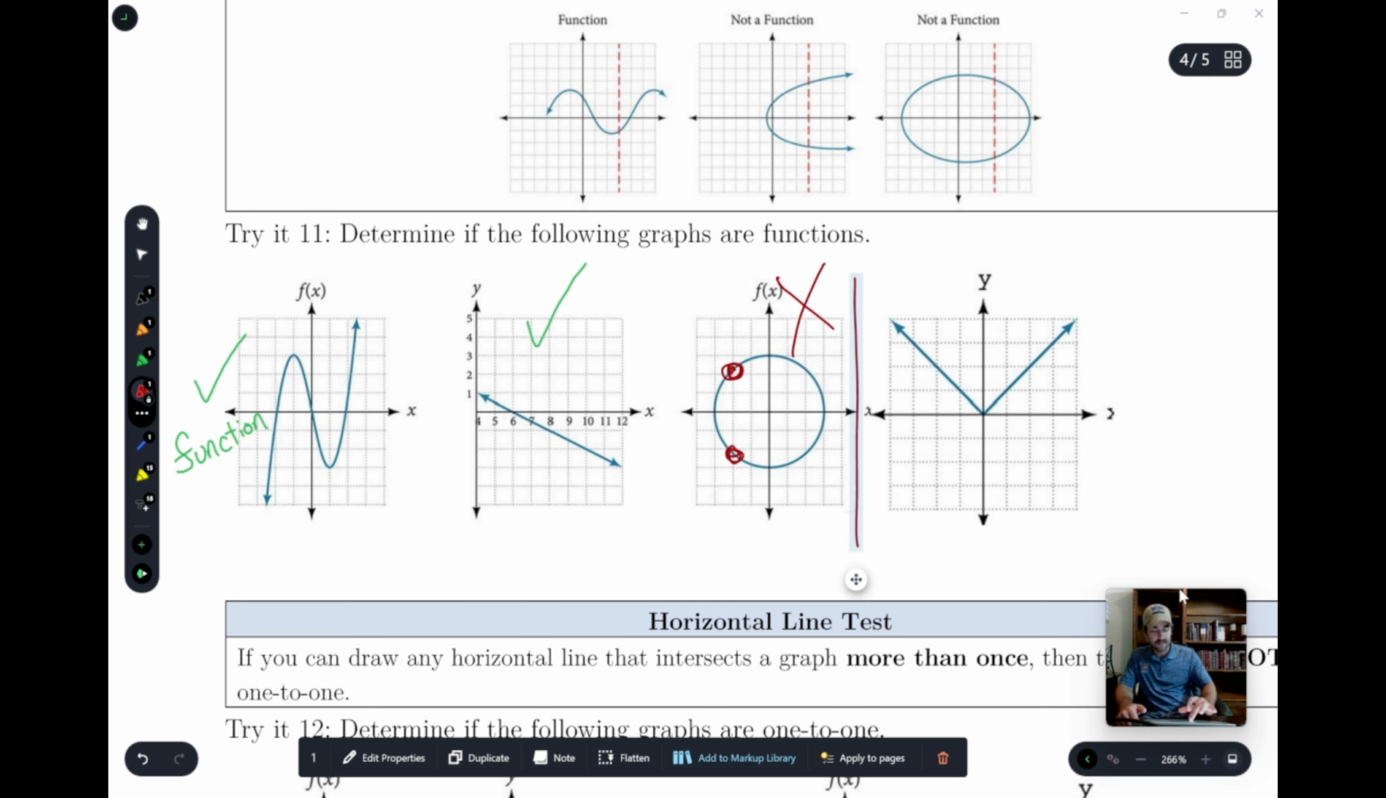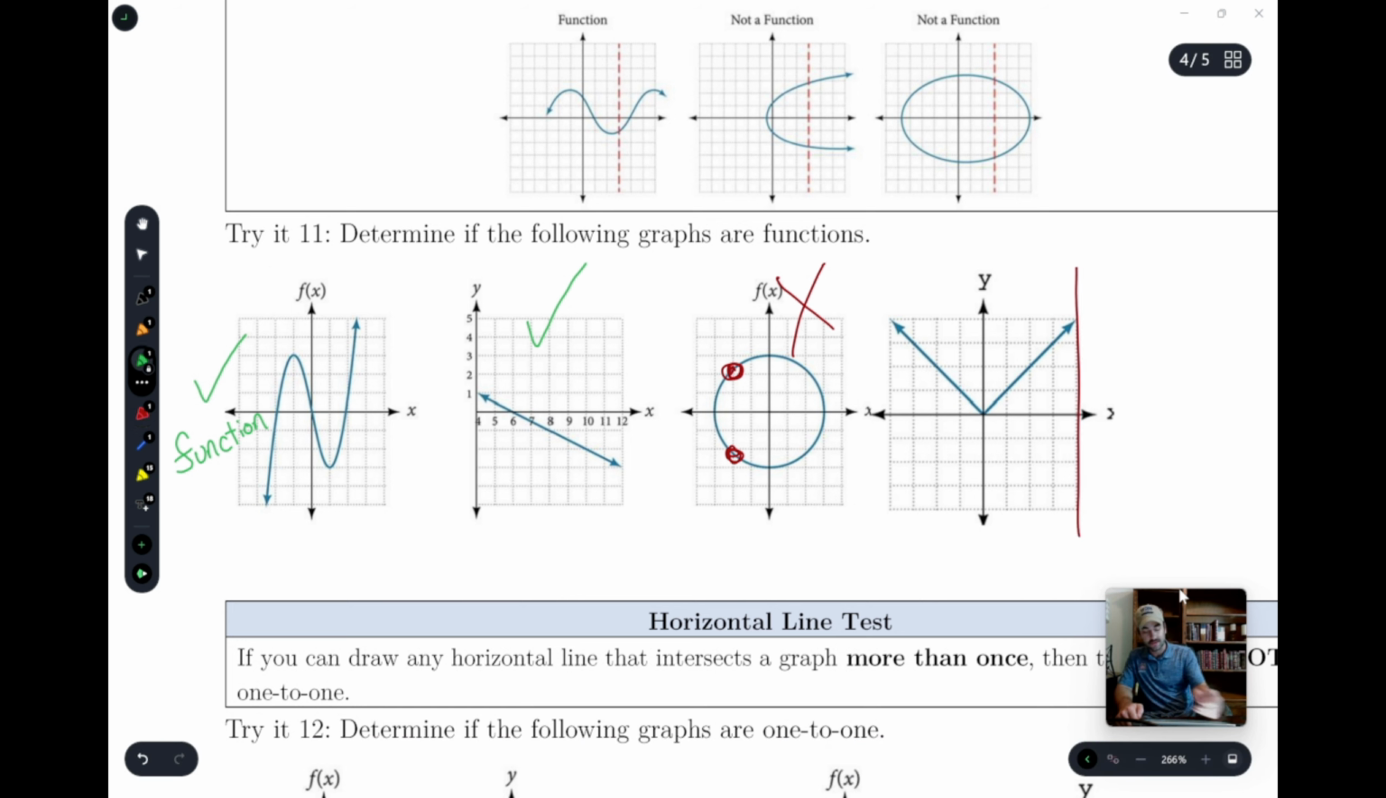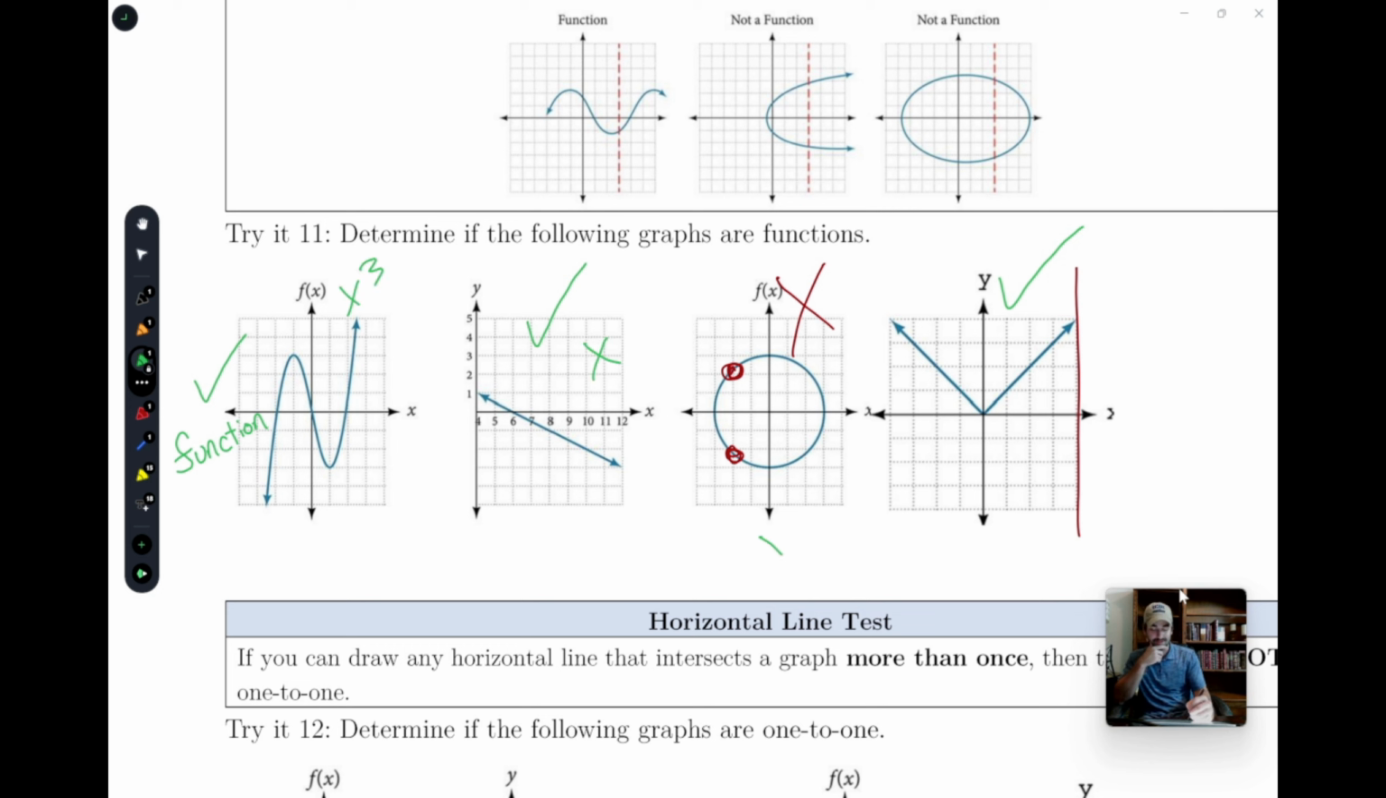Last but not least, does it ever hit that blue line twice at the same time? It does not, so it's a function. It's actually a pretty common absolute value function. We got ourselves a cubic, we got ourselves a linear, we got ourselves a circle, which is a different type of thing, and we got ourselves an absolute value function.